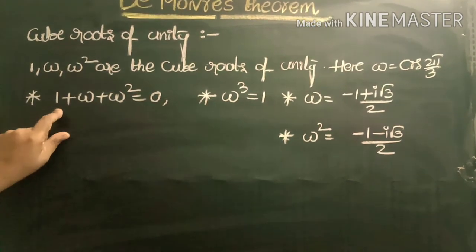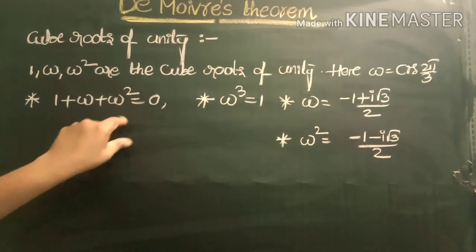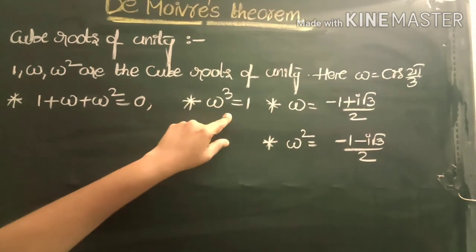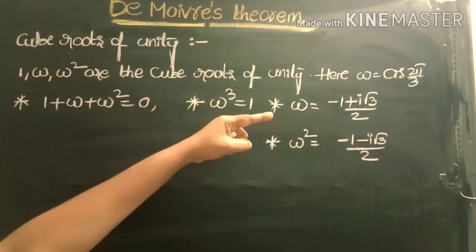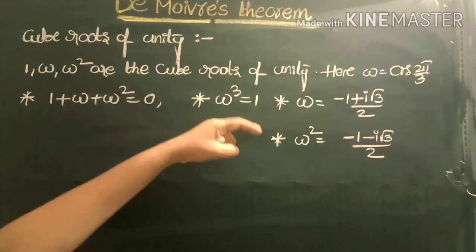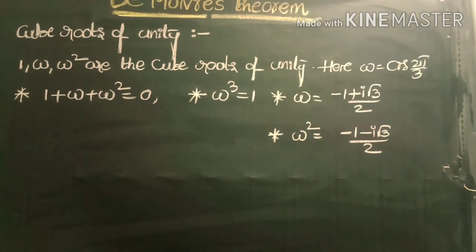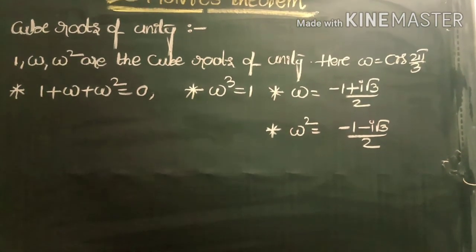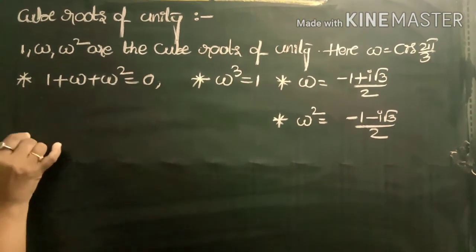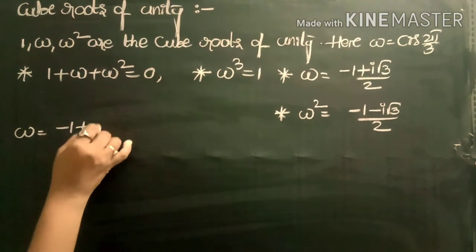The first formula is 1 plus omega plus omega square is equal to 0. The second result, omega cube is equal to 1. The third result, omega is equal to minus 1 plus i root 3 by 2. And the last result, omega square is equal to minus 1 minus i root 3 by 2. Now we are proving all these results one by one. First we are proving that omega is equal to minus 1 plus i root 3 by 2.